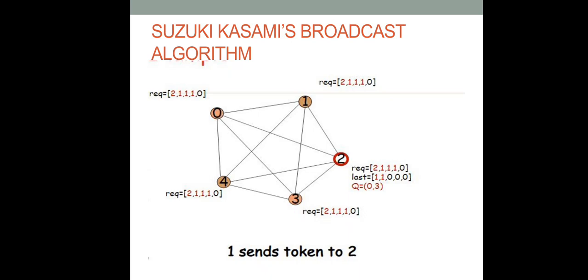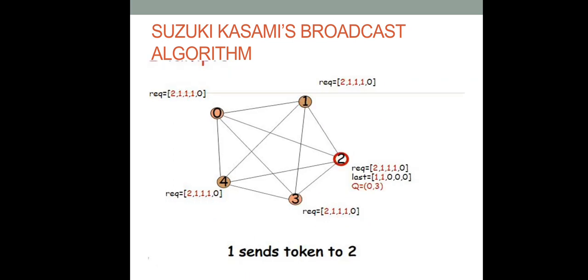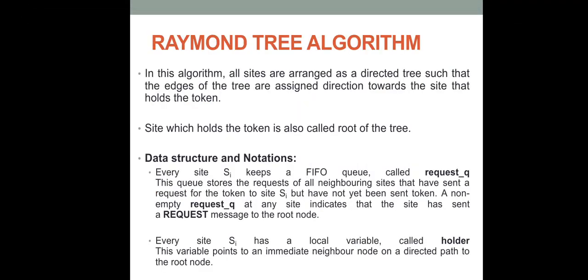So this is what is happening. When site 2 gets the token, this will be the condition of the token's ln and queue. So just by comparing, this is how Suzuki-Kasami works.